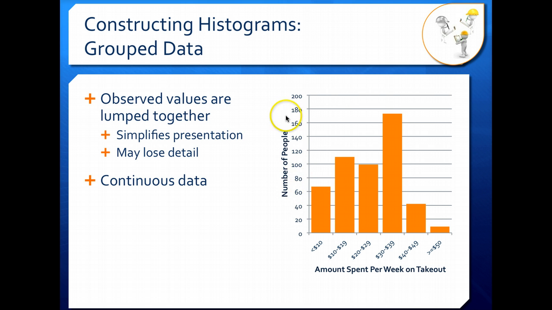And then here we're looking at number of people. So we have our groups here and we can get an overall shape in our data. It looks like most people spend between $20 and $40 on their food. So we have sort of a middle average right here.